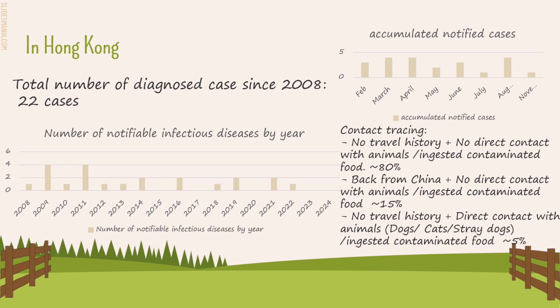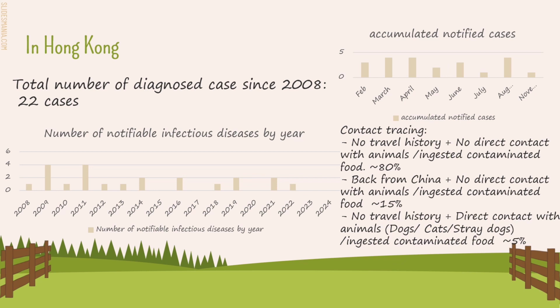It shows much lower risk than the others, like Australia, because it is not an outbreak. Here are the cases. Also, we have found that the accumulated notified cases mainly happened in February, March, April, and also June and August. Among all cases that CHP has done contact tracing for, around 80% had no travel history, no direct contact with animals, and had not ingested contaminated food.